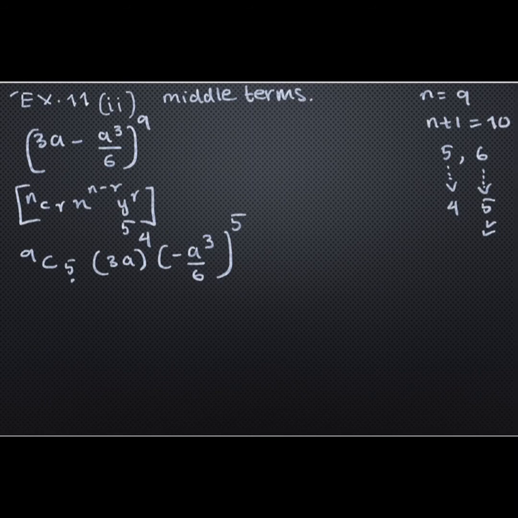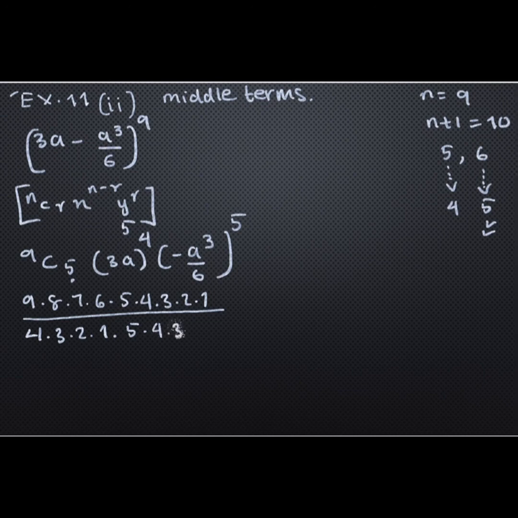Then find the 9 factorial over 5 factorial and 4 factorial. So this I don't have to explain now, you know how to find a factorial. 4 factorial, that is because 9 minus 5 we have 4. Then 3 to the power 4, the value will be 81, and a to the power 4. Since our power is 5, we will have negative.